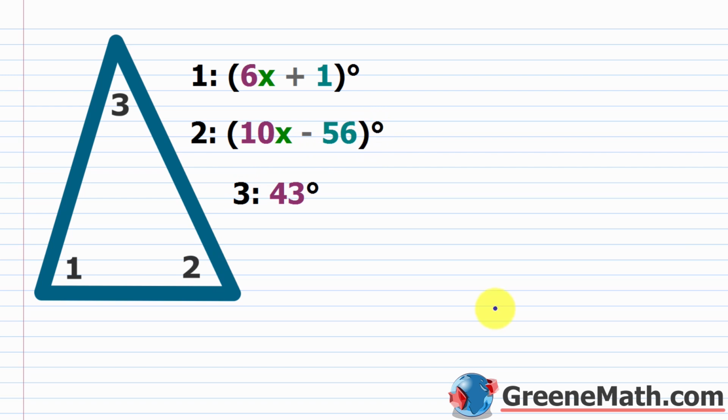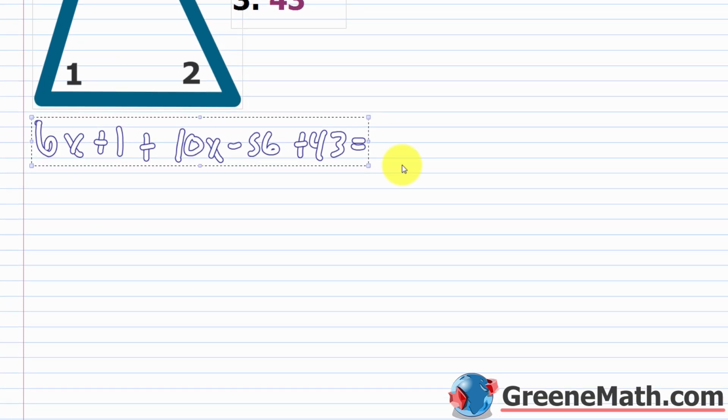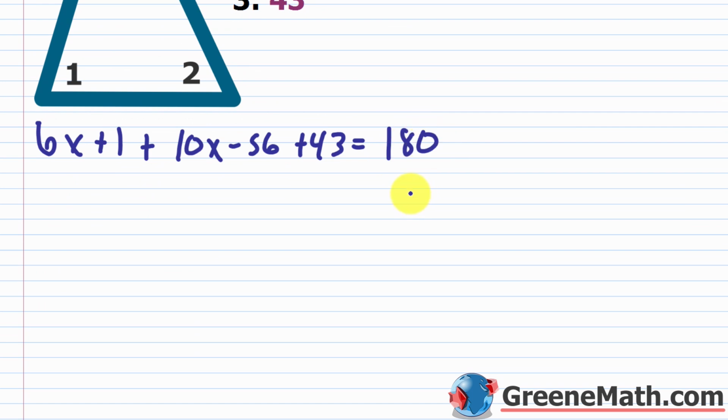So all we really need to do is set these as a sum, and it will be equal to 180 degrees, okay? So if we set up a sum here, we'd say 6x plus 1 plus 10x minus 56, then plus 43, and this will be equal to 180, okay? And we just solve for x, very simple. So 6x plus 10x is 16x. 1 minus 56 is going to be negative 55. Then negative 55 plus 43 is going to be negative 12. So I'll put minus 12 here.